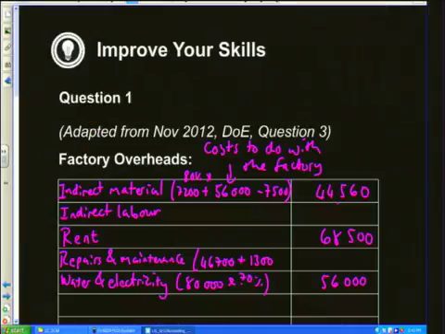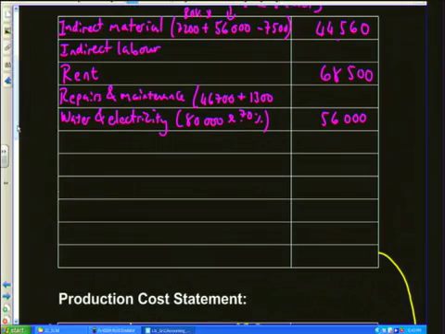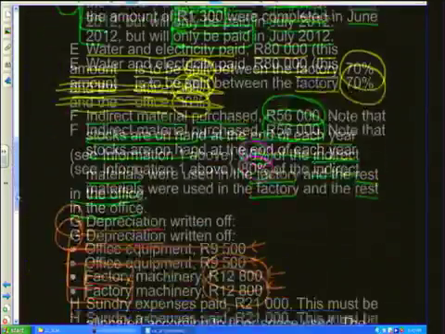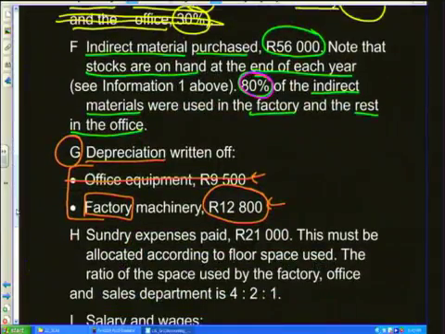So let's go back to our production cost statement and to the note on factory overheads. The answer is simply going to be depreciation, and the figure was 12,800 Rand, I think. Let's just check it. 12,800 Rand. There it is.